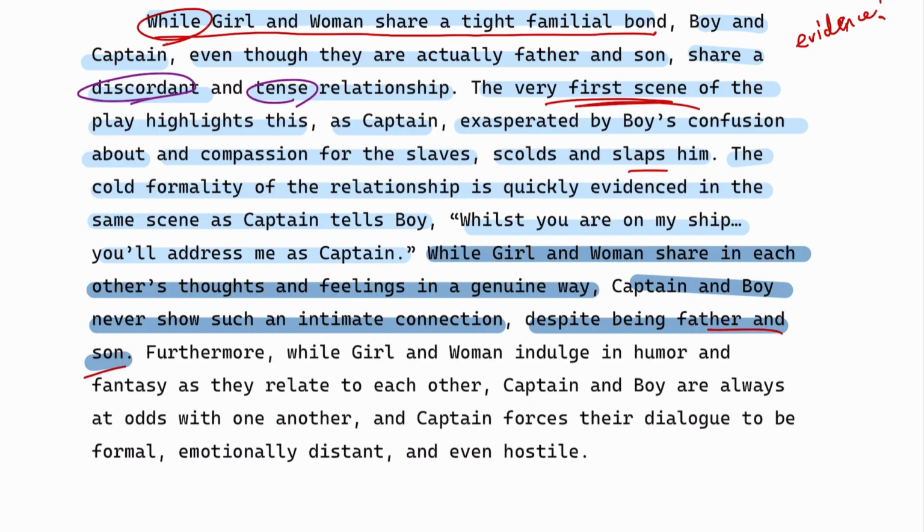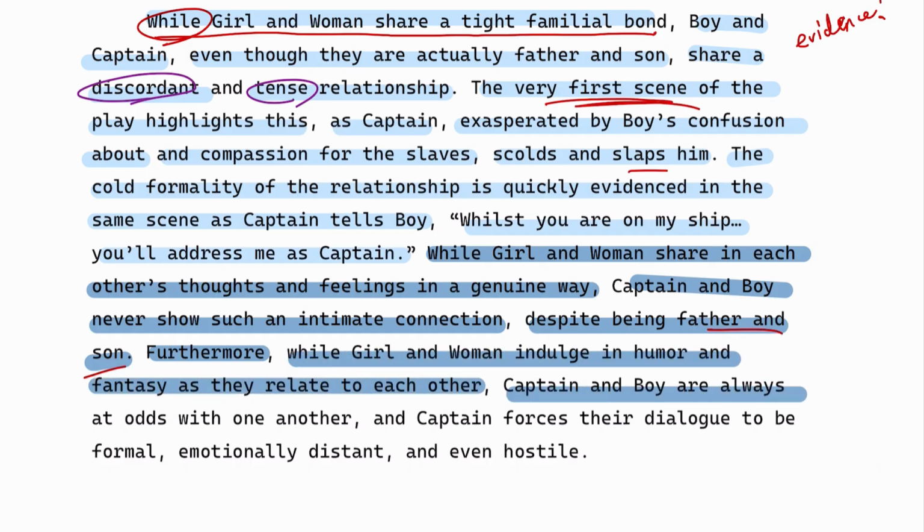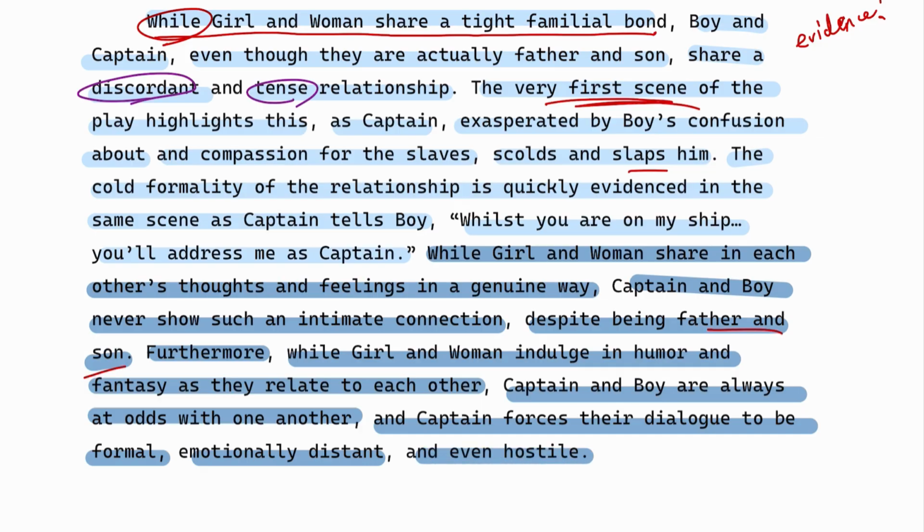All right, so let's get back to the dark blue. Furthermore, using the transitional words and phrases as I go along, while girl and woman indulge in humor and fantasy as they relate to each other, captain and boy are always at odds with one another, and captain forces their dialogue to be formal, emotionally distant, and even hostile, right? So I describe the relationship between boy and captain, and I go into how that relationship is different from the relationship between woman and girl.